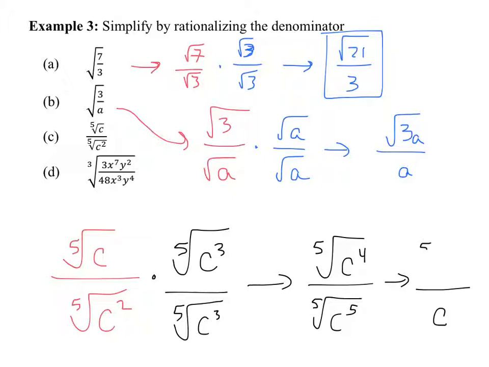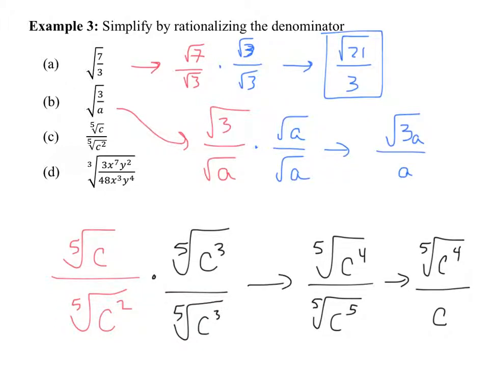Well, that means you have to sometimes multiply by things that are a little bit different. Again, think about what's missing. C squared, this is C cubed. C squared times C cubed is C to the fifth, and it's a fifth root, conveniently. So you need to multiply by whatever you need to get a perfect power of whatever this index is that you started with. Whatever this index is right here, you want to get rid of it eventually.